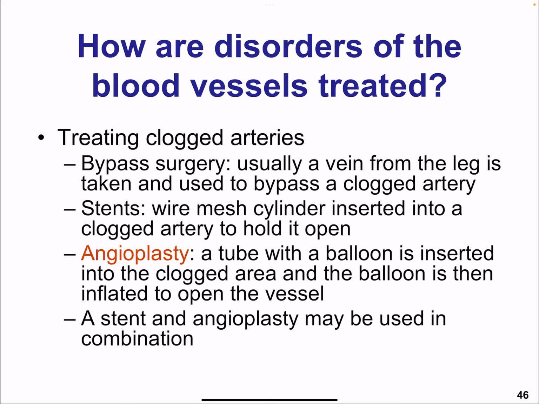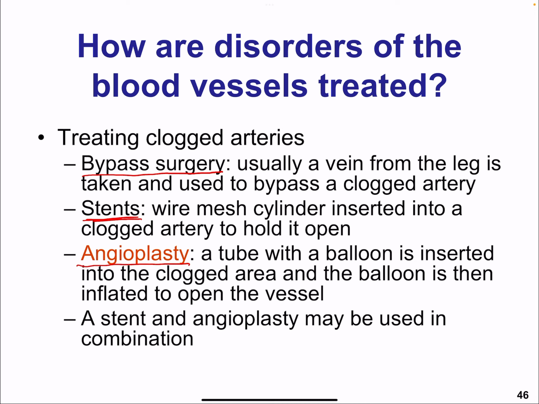Other treatments are going to be bypass surgeries. Bypass surgeries typically happen to avoid a blockage, right? So using surgery, we're going to bypass the area that is blocked so that the blood can circulate again through the organ. Another treatment besides bypass surgery is a stent. A stent is a wired mesh cylinder that forces a clogged artery or a clogged vein to stay open, right? So that stent actually forces the pipe open.